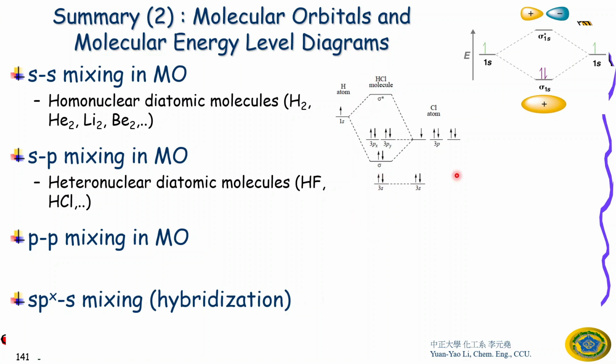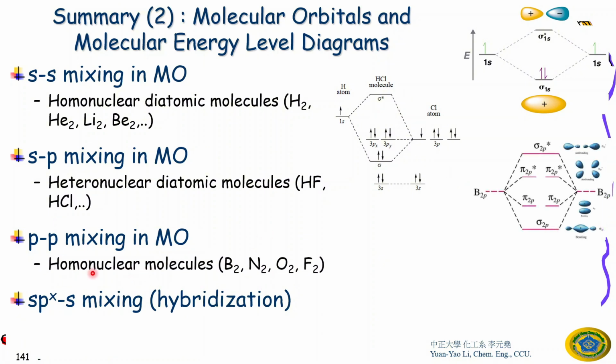Okay, and after that, we learned this is p-p mixing in molecular orbitals. The p-p mixing molecular orbitals, for example, like the boron molecule, nitrogen molecule, oxygen molecule, and the fluorine molecule. Right, this is p-p here, and then again they overlap, they come to each other. Remember, I gave you the example, and these are the shapes of these orbitals, right? Bonding molecular orbitals, anti-bonding molecular orbitals. So you have the shapes for each level. Okay, this is what we learned.